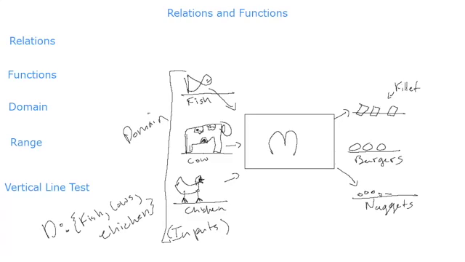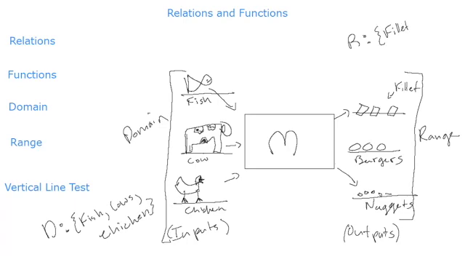All right. Now, what we're getting out of our factory is called the what? Outputs, right. Yeah, you're definitely thinking where I'm going with this. So what we put in, we call input. What we get out is called output. The list of all the outputs is called the range. So in this case, the range would be fillets, burgers, and nuggets.